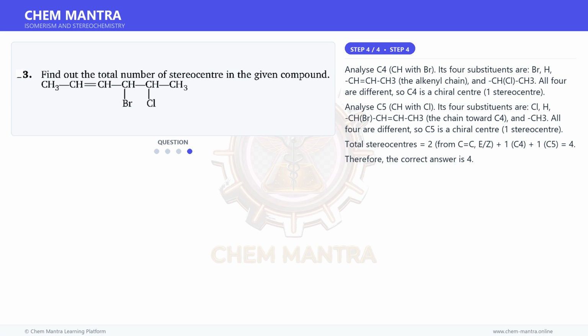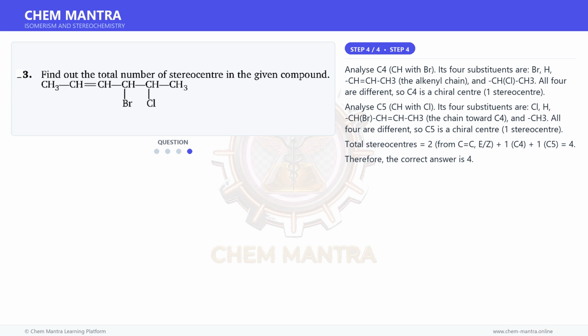Analyze C5, CH with Cl. Its 4 substituents are Cl, H, CH(Br)-CH=CH-CH3, the chain toward C4, and CH3. All 4 are different, so C5 is a chiral center, one stereocenter.